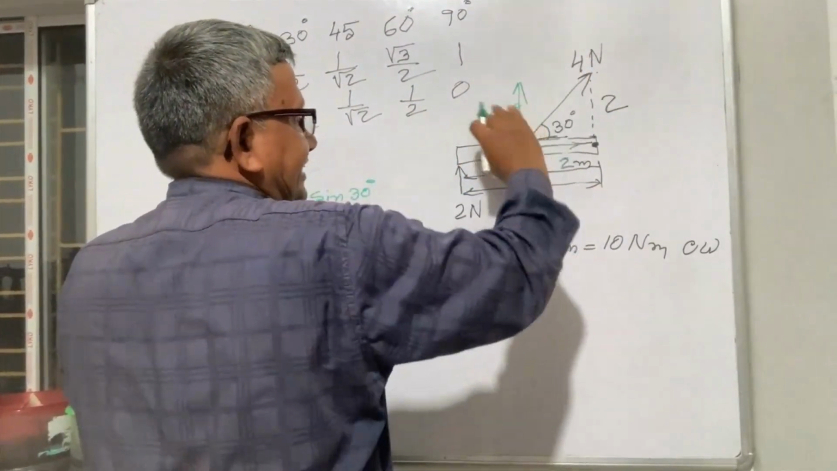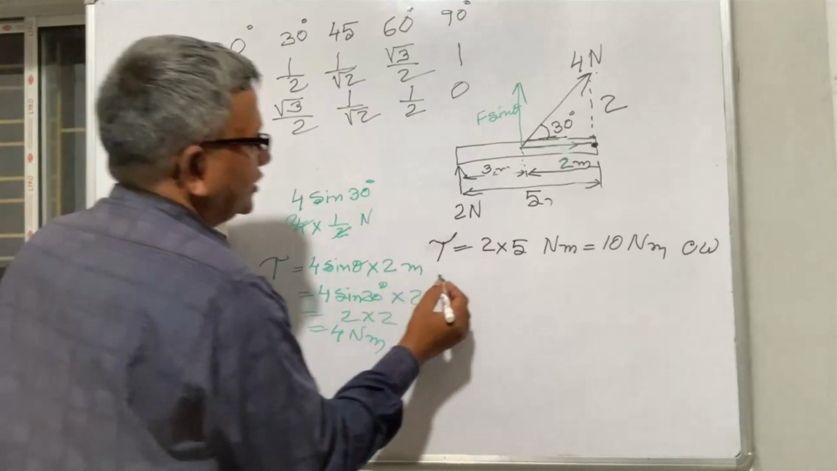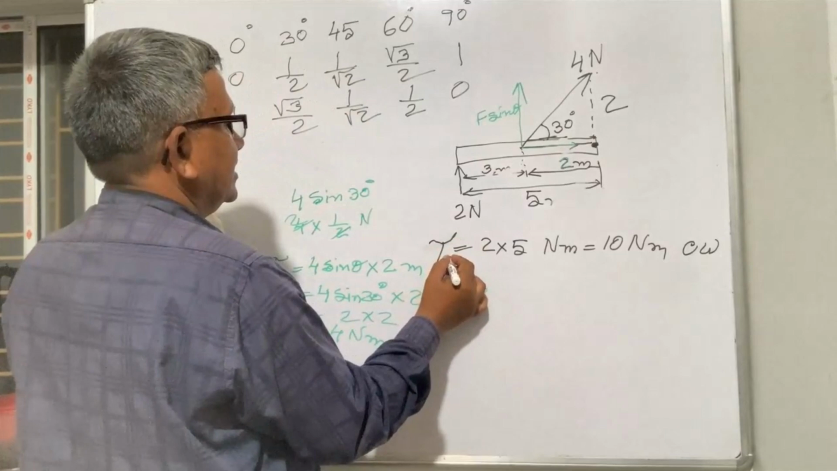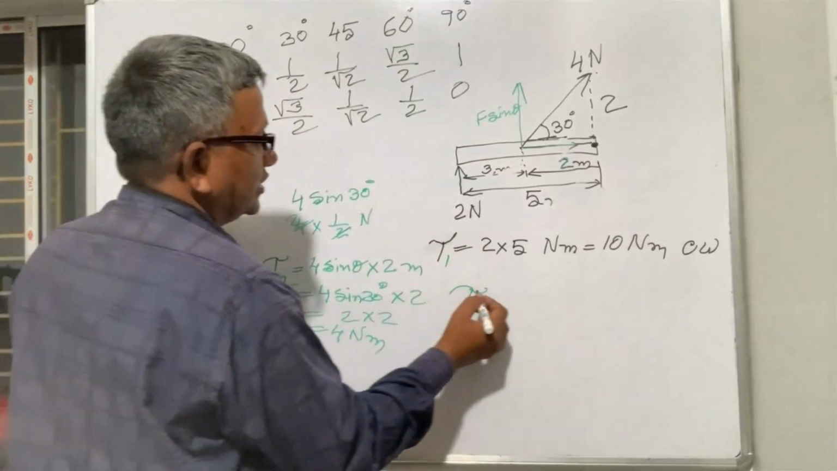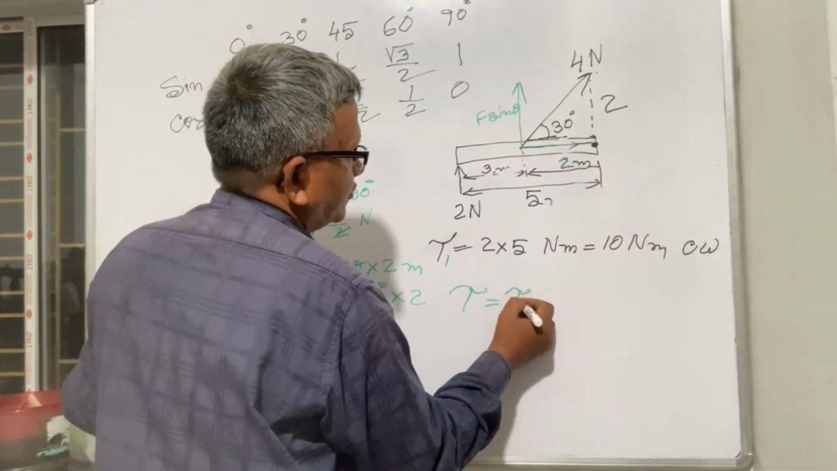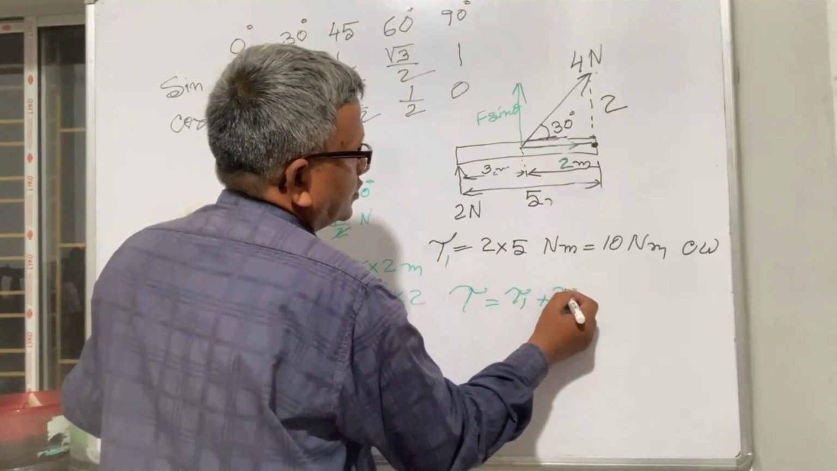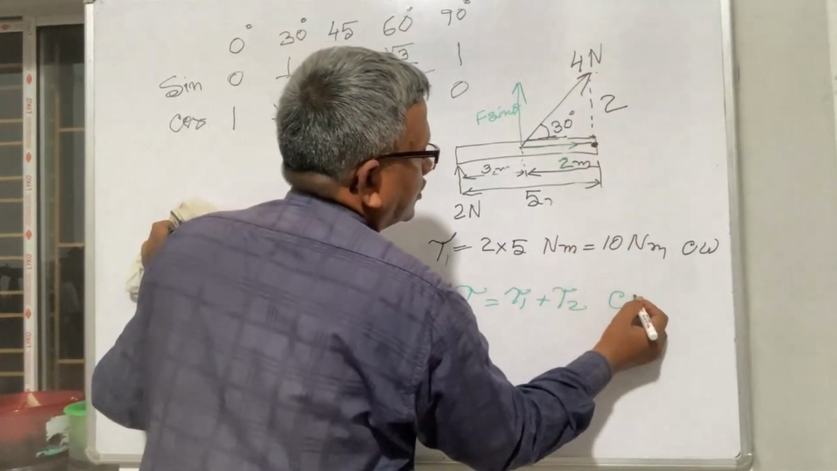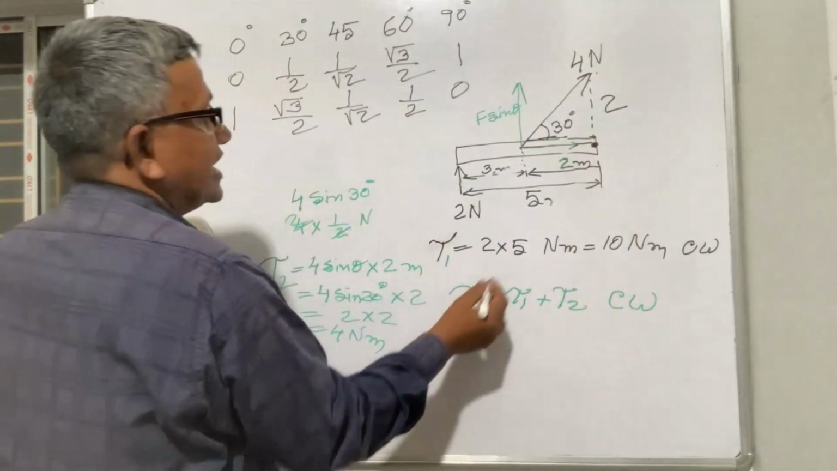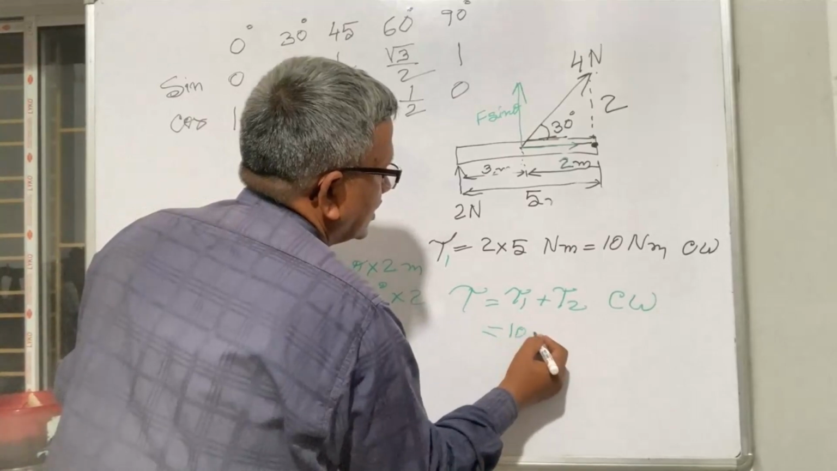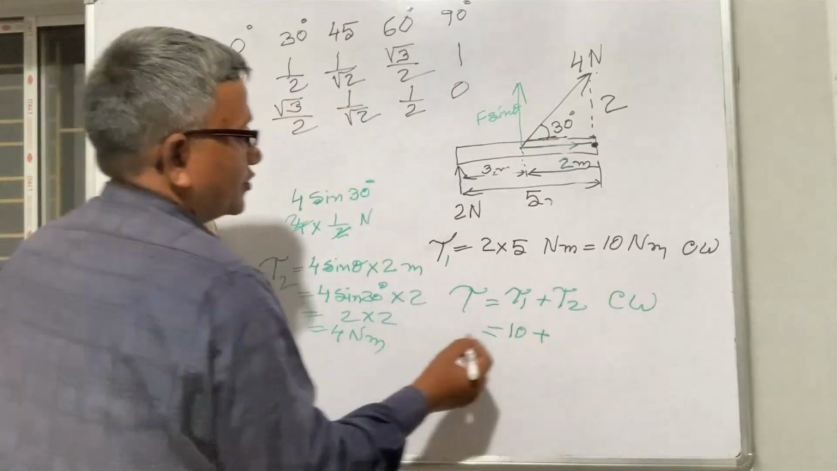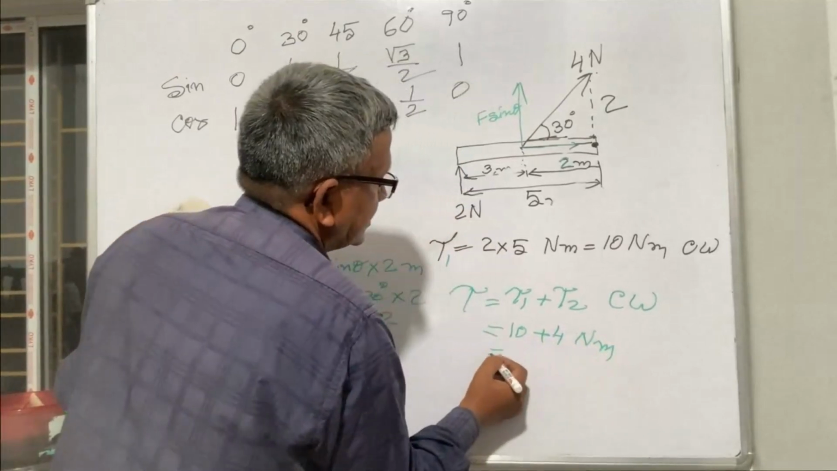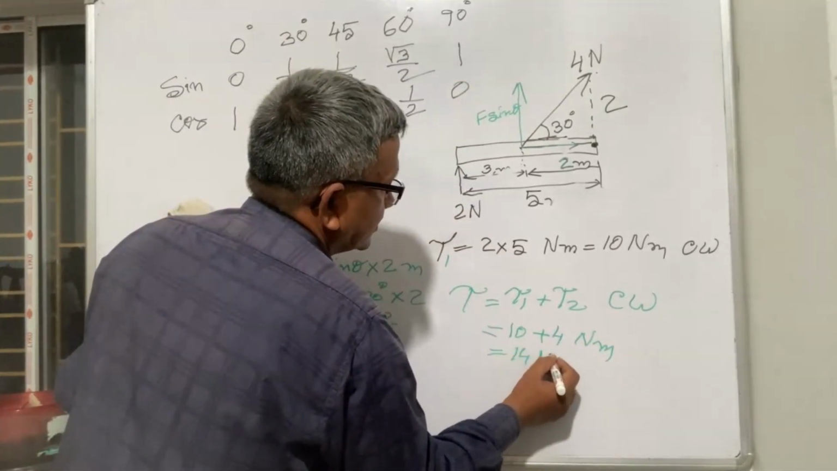I am pulling this side. If the torques are T1 and T2, the total torque will be T1 plus T2, clockwise. That is, the earlier one was 10 plus 4 Newton meter, that is 14 Newton meter.